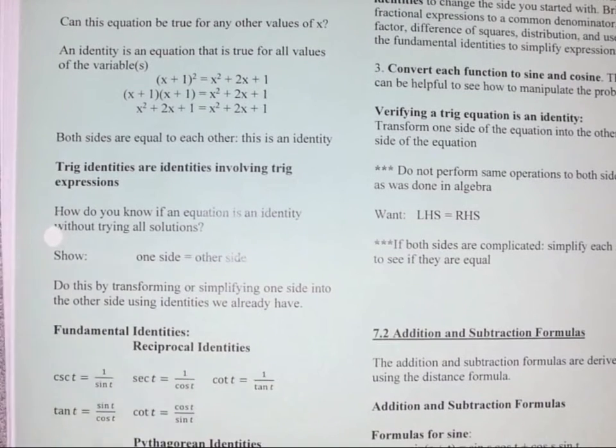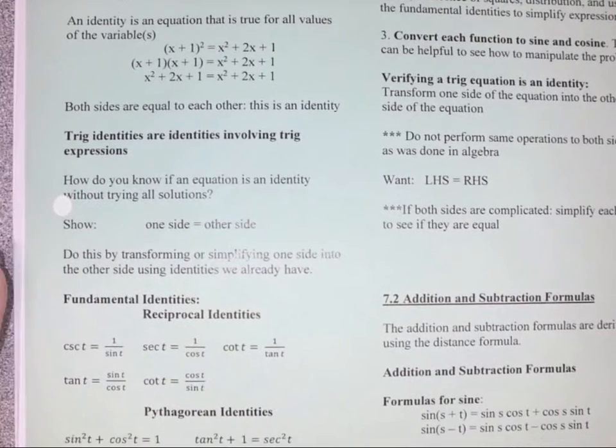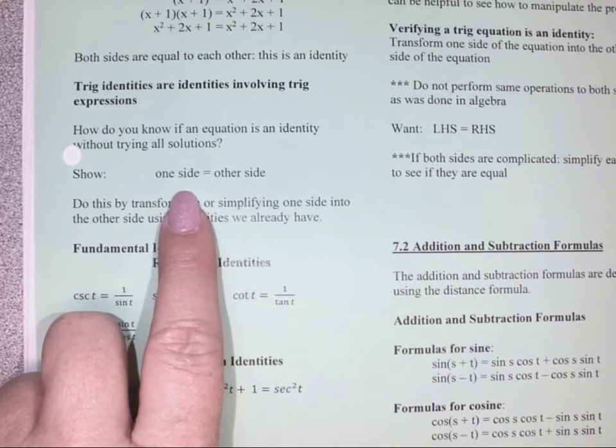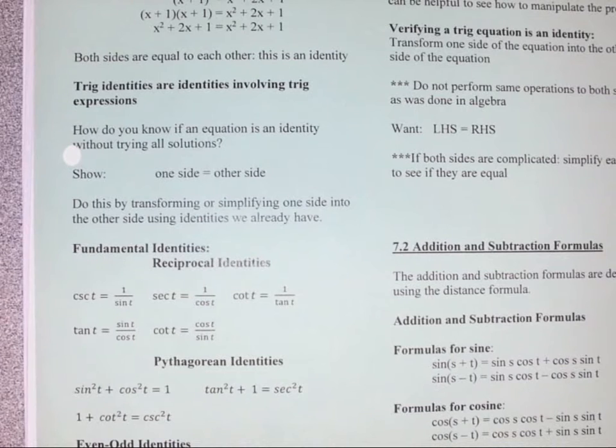Well, we have some of the things already that we can use. Trig identities are identities involving trig expressions. So how do you know if an equation is an identity without trying all the solutions? Well, we're going to show that one side is equal to the other side, and we'll do this by transforming or simplifying one side into the other side using identities we already have. So let's go look at whether or not something's an identity. We'll talk about a couple of things and then we'll try it.